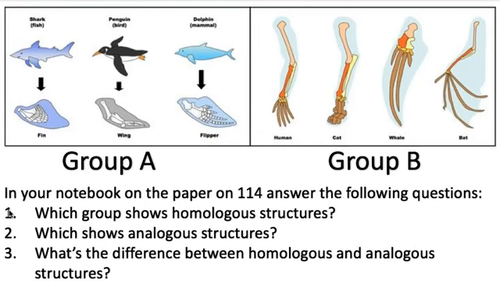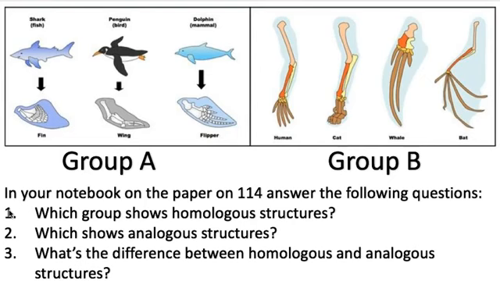The first question here is which group, A or group B, shows homologous structures? And then the next question that you're going to answer is which of these two groups shows the analogous structures.